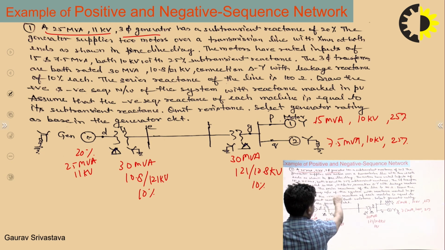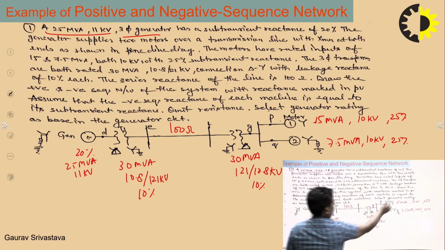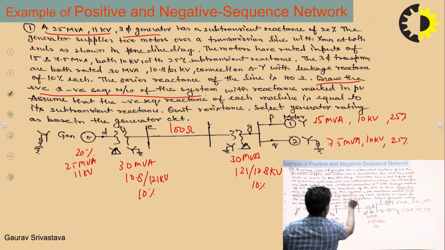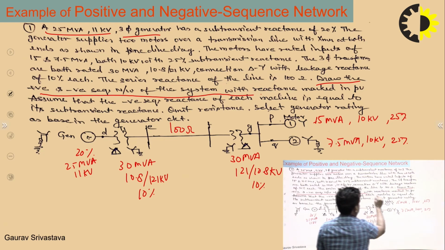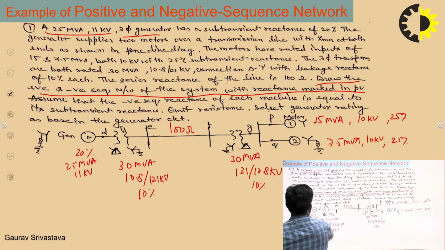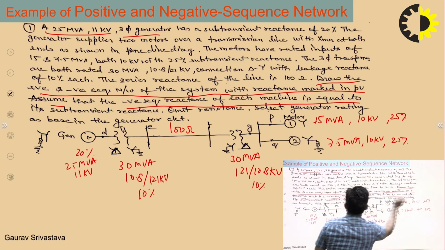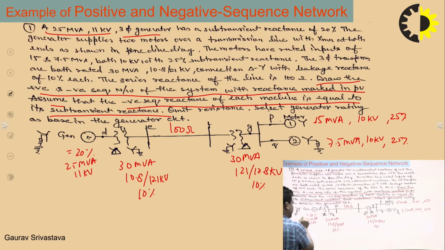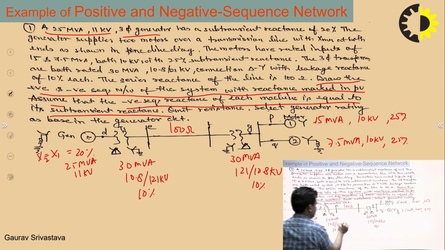Next, the series reactance of the line is 100 ohms. Draw the positive and negative sequence networks of the system with reactances marked in per unit. Also assume that the negative sequence reactance of each machine is equal to its subtransient reactance. So what is given for the positive sequence is the same for the negative as well, so we can define it for both X1 and X2.